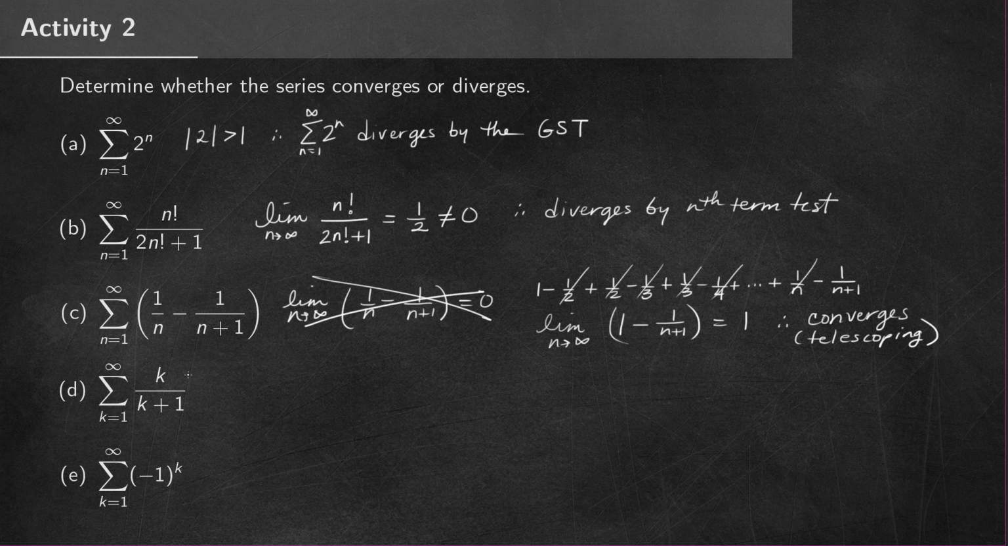Next, part D. We want the sum from k equals 1 to infinity, k over k plus 1. So let's take the limit of the nth term. The limit of k over k plus 1 as k approaches infinity in this case is equal to 1. The limit of the nth term is equal to 1, which is not 0. Therefore, this series diverges by the nth term test.